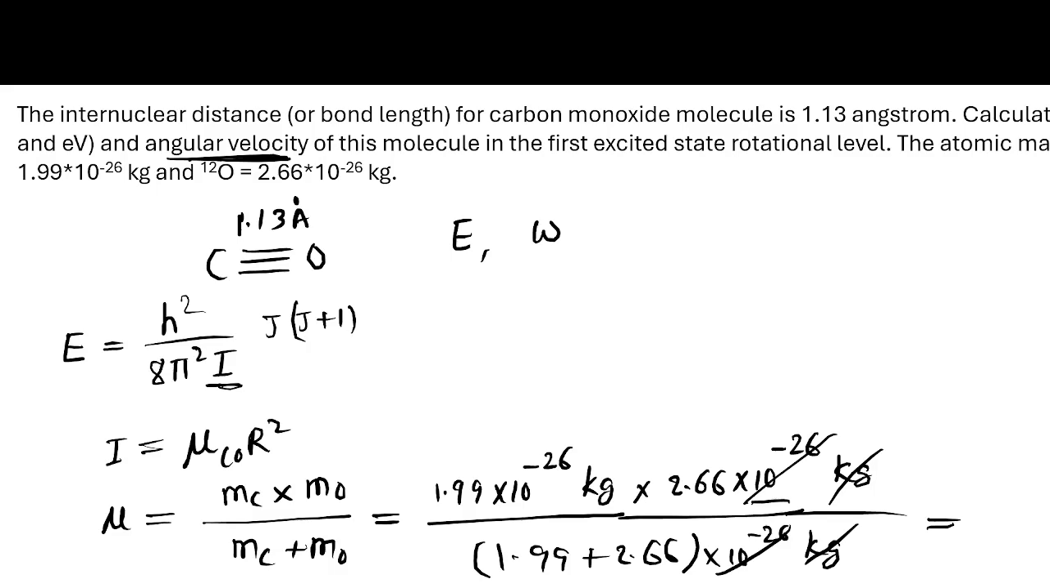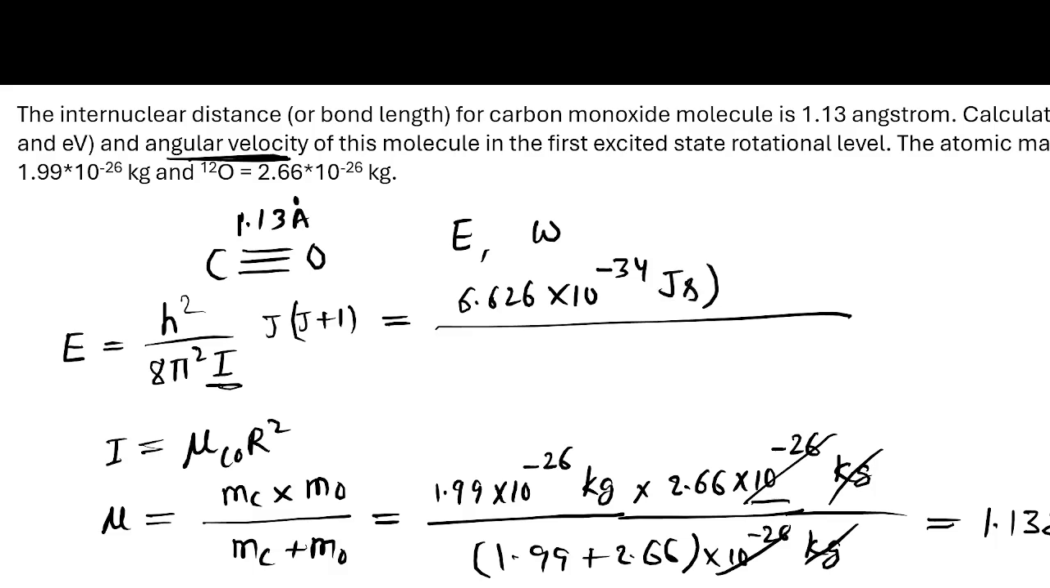Any question till here? Okay. So the value comes out to be 1.138 times 10 to the power minus 26 kg. Now we can put in all the values. So it's 6.626 times 10 to the power minus 34 joule second whole square, over 8 times 3.14 square times 1.138 times 10 to the power minus 26 kg.